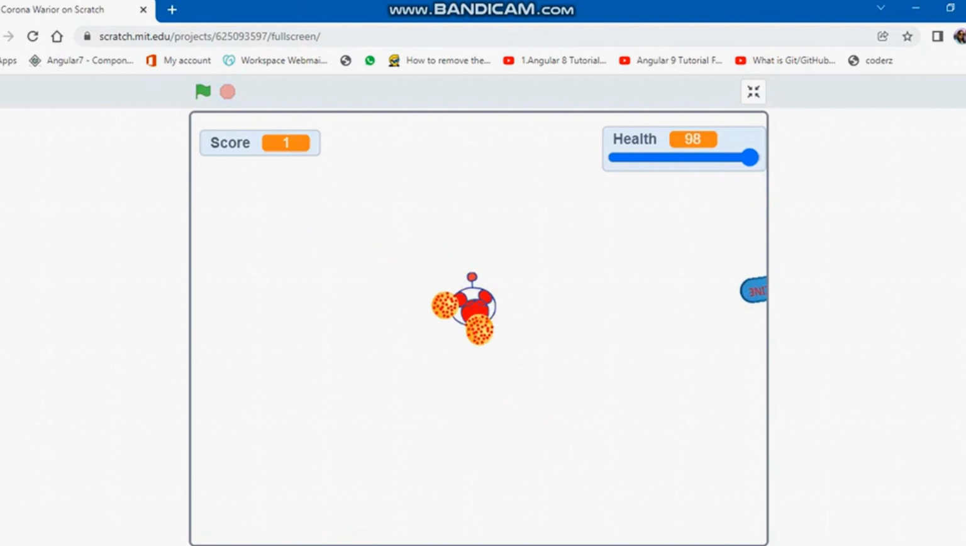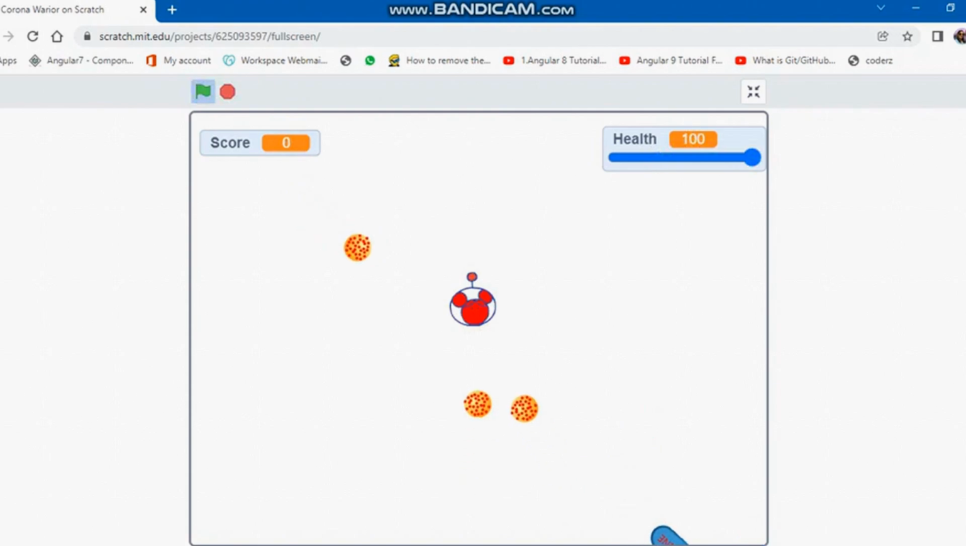When the viruses touch the warrior, it turns red to show that it is infected and the health gets decreased by more. But when we grab the vaccine, the health is normal, that is 100, and it looks normal, that is, it is not infected. But when the viruses touch the warrior, you have noticed that it is red and infected and the health gets decreased by more.